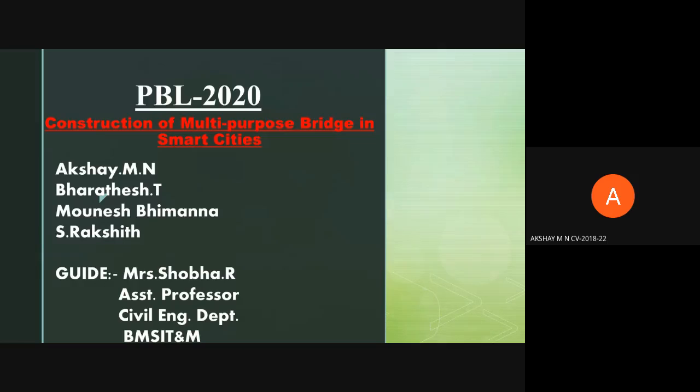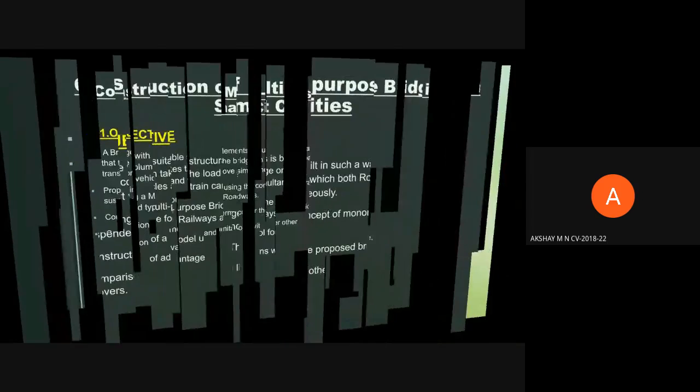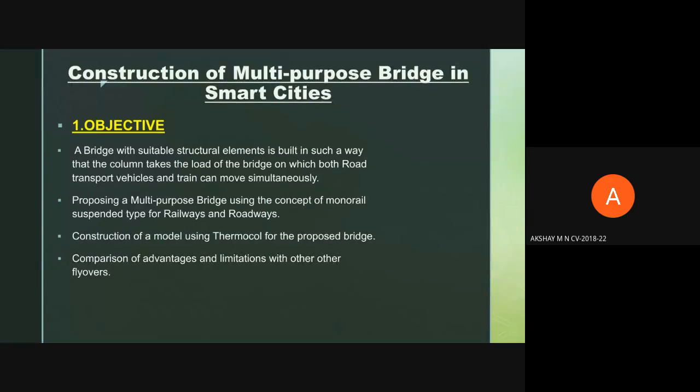The main objective of our project is to avoid the construction of separate flyovers for the monorail and road transport in any metropolitan city. In our project, we are proposing a structure in which the road transport vehicles will be moving over the slab of the flyover and the metro railway will be moving beneath the slab. We are using the suspended type of monorail in planning this bridge. There will be a concrete slab on which the road transport vehicles will move and the steel rail will be attached beneath the slab for the monorail.